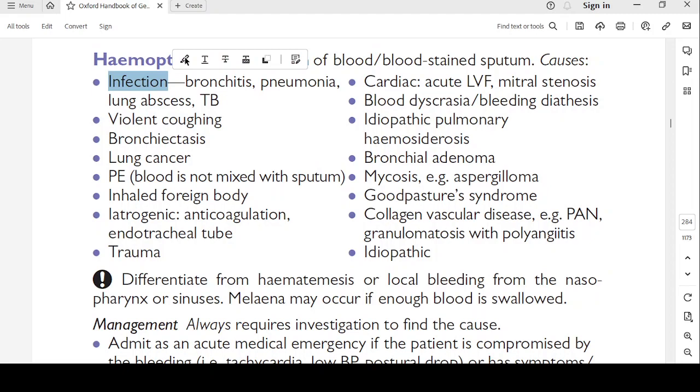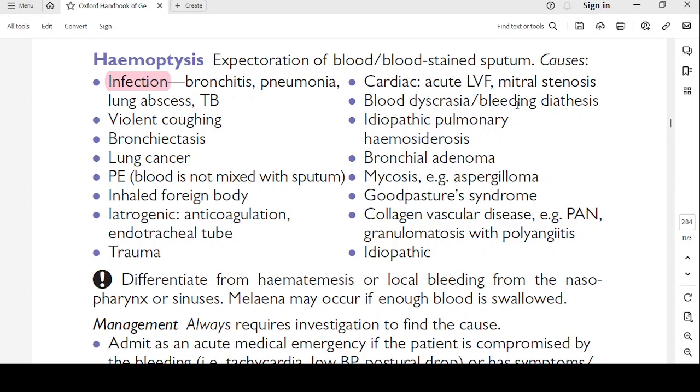Infection is the most common cause of hemoptysis: bronchitis, pneumonia, lung abscess or TB, violent coughing, bronchiectasis, lung cancer, pulmonary embolism. Blood is not mixed with sputum. Other causes include inhaled foreign body, iatrogenic causes due to anticoagulation or an endotracheal tube, trauma, and cardiac causes like acute left ventricular failure and mitral stenosis.